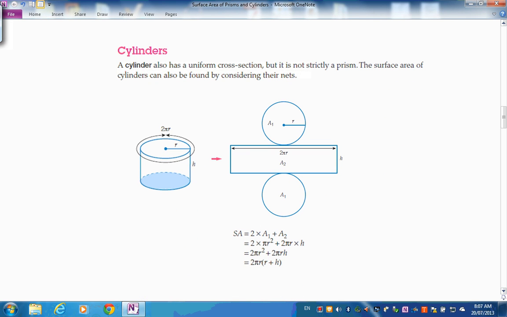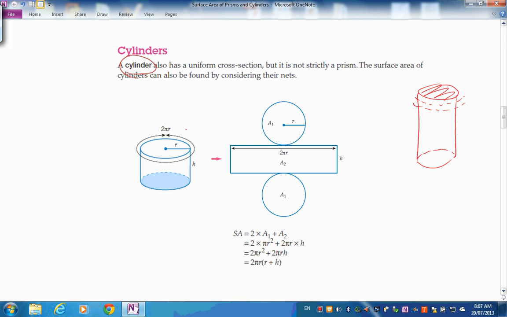Now, a cylinder is, I suppose, a circular prism, isn't it? Because it's got uniform cross-section. We're cutting it through. Let's have a look at that. Well, we don't call it a prism in actual fact. It's got its special name, cylinder. So here we go. If we cut it through this way, parallel to the base or the top, you'll always produce a circle. That's the idea of a cylinder.